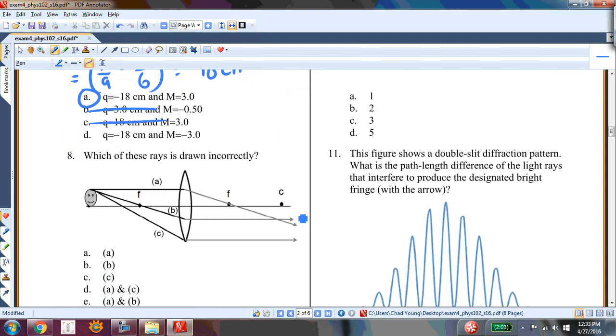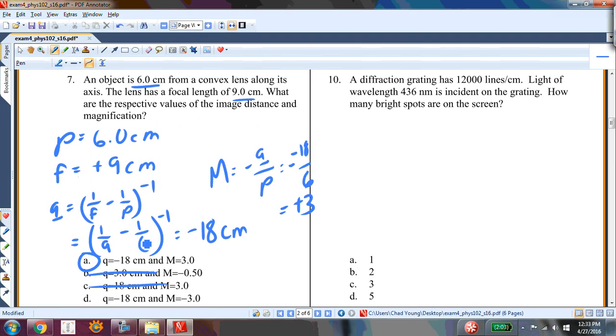Which of these rays is drawn incorrectly? C is drawn incorrectly. A and B are correct.